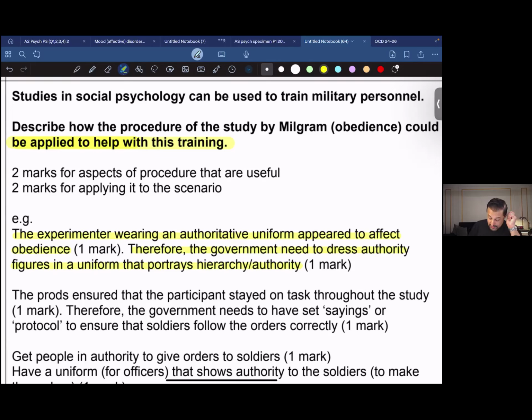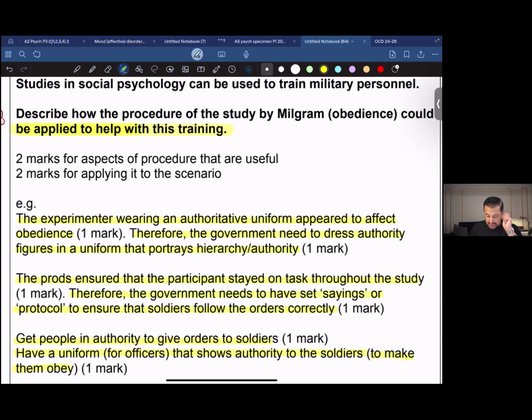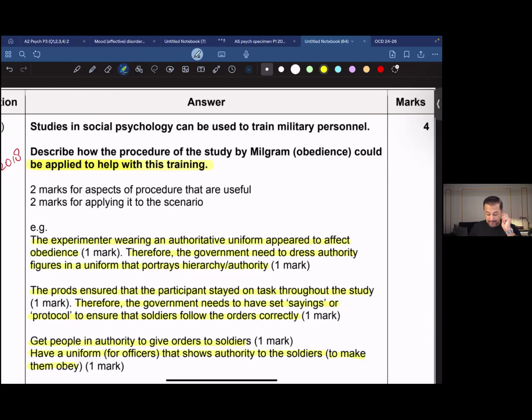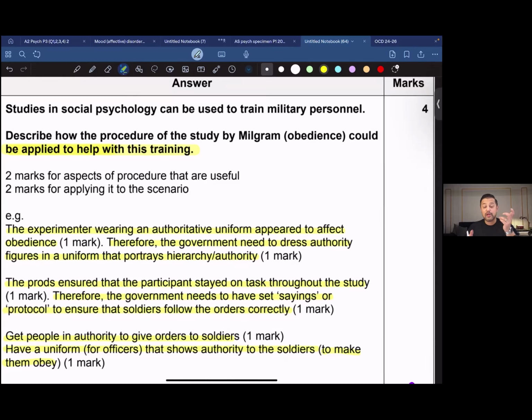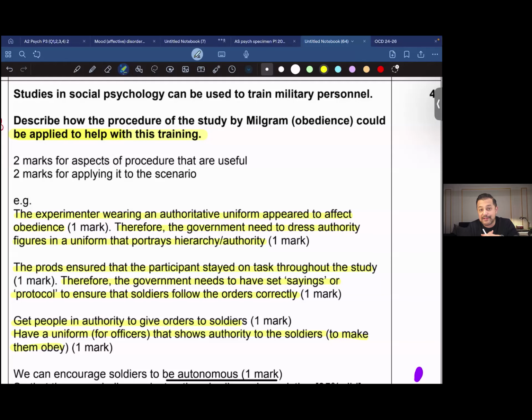Or you could write, the prods ensured that the participants stayed on task throughout the study. Therefore, the government needs to have set sayings or protocol to ensure that soldiers follow the orders correctly. Get people in authority to give orders to soldiers, have a uniform for officers that shows authority to soldiers to make them obey. So this is how you could answer this particular question. You could have a question of a similar sort on this study or any other study in your CIs as well. Now, moving on.